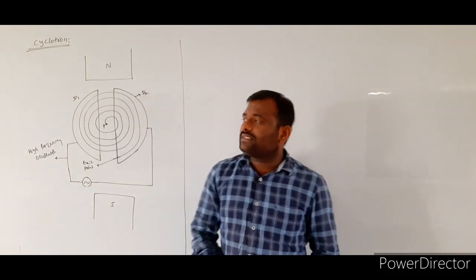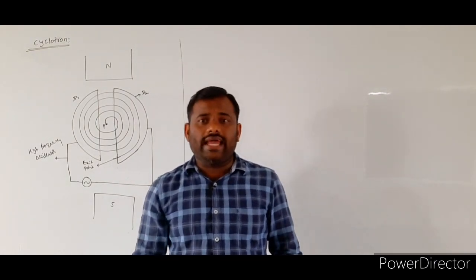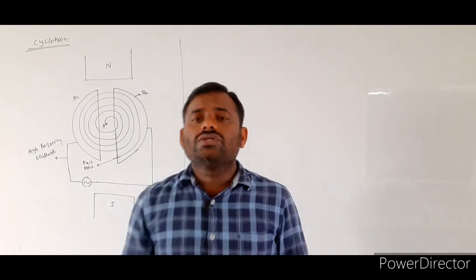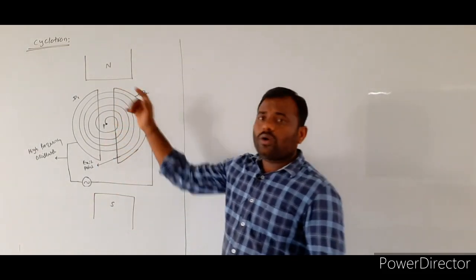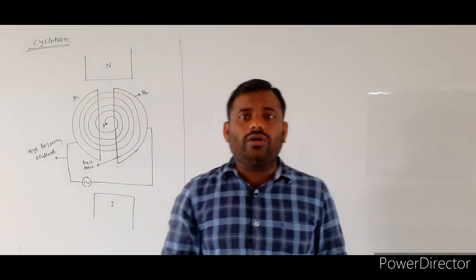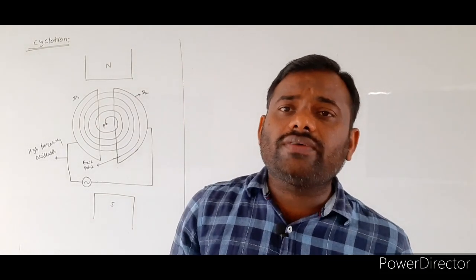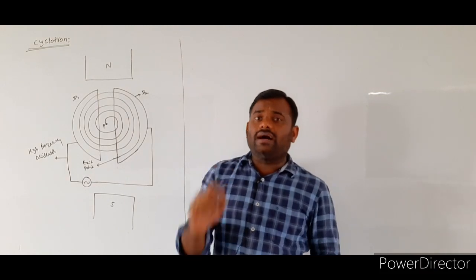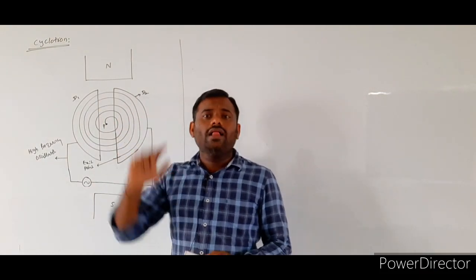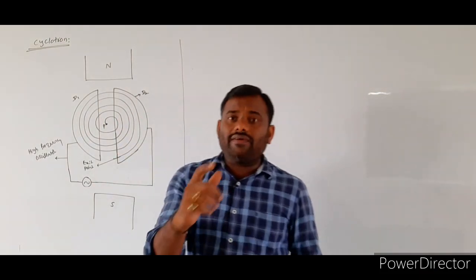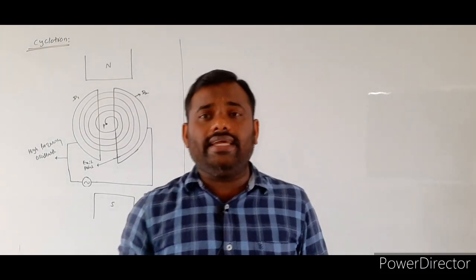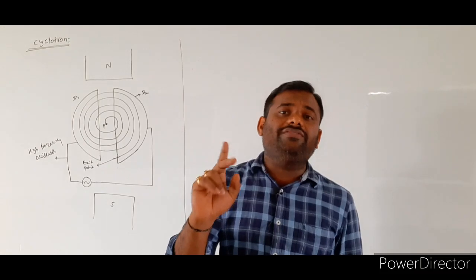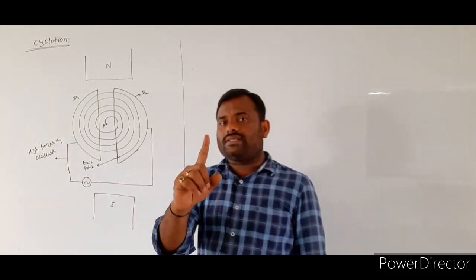The next topic is cyclotron. It's a very important question from the board point of view. So here, cyclotron is a device which works on the principle of the velocity selector. So in the velocity selector, what do we consider? We consider crossed fields.